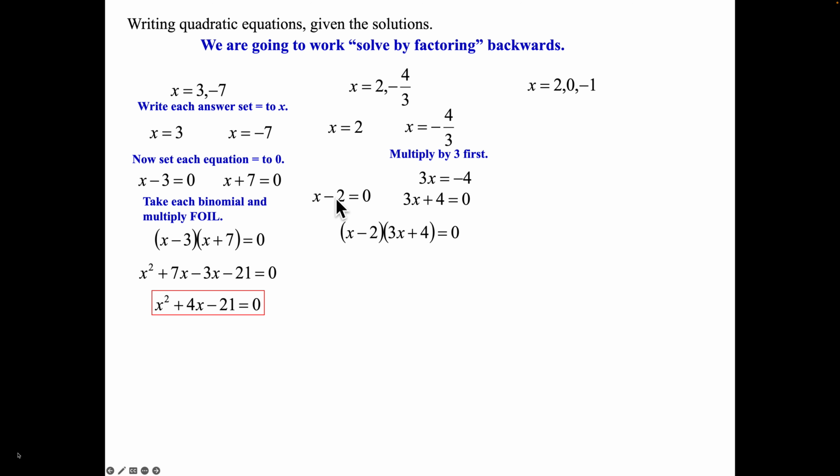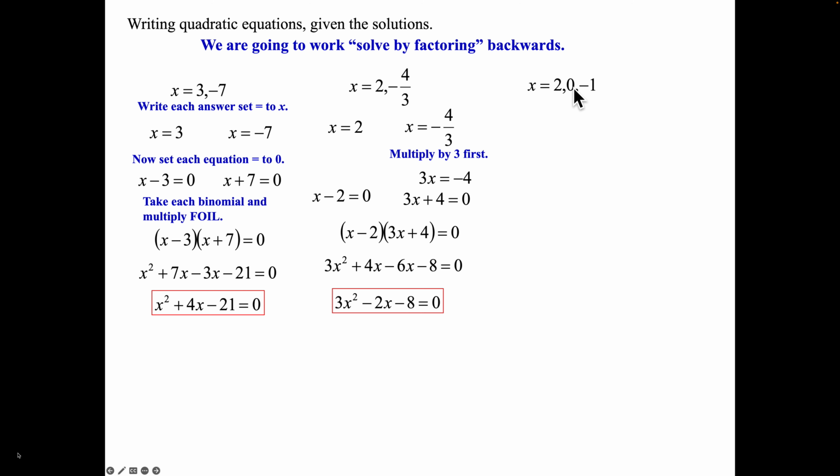Grab those two binomials, x minus 2 and 3x plus 4. Put them in parentheses. We'll FOIL this out. 3x squared plus 4x minus 6x minus 8. Combine those two middle terms. 4x minus 6x is equal to negative 2x. So there is my quadratic equation.